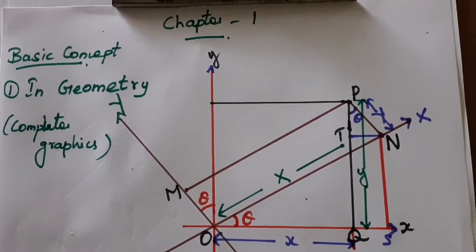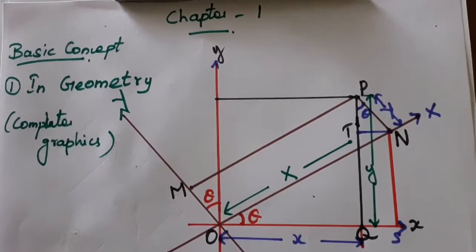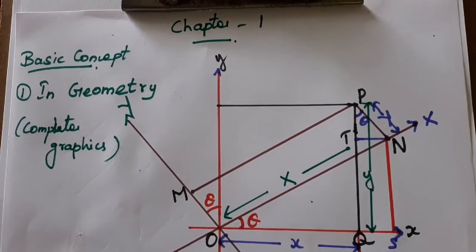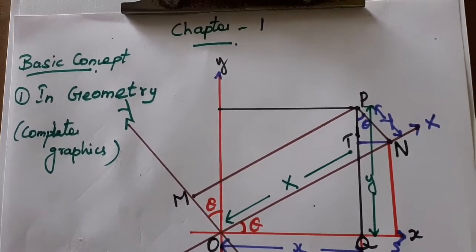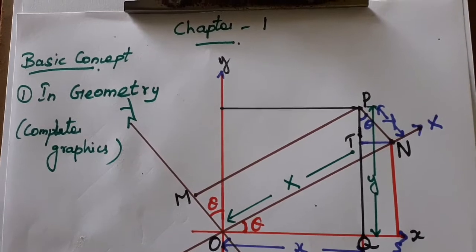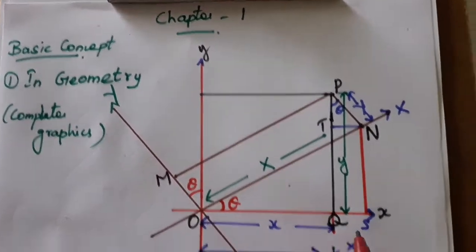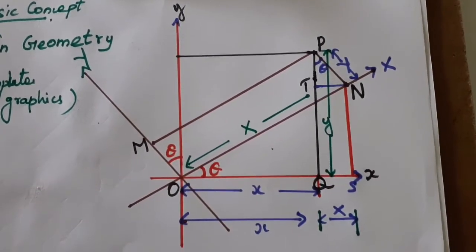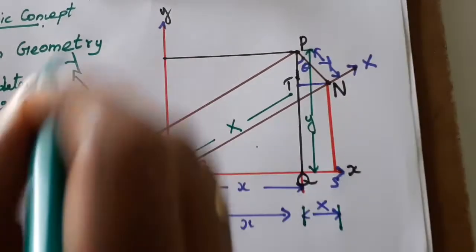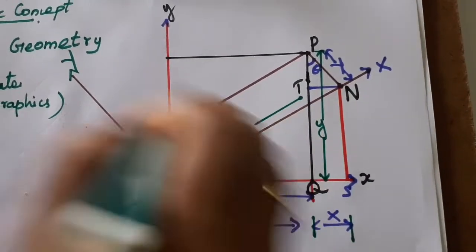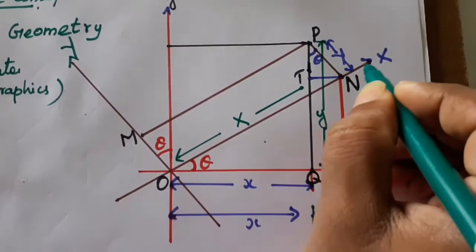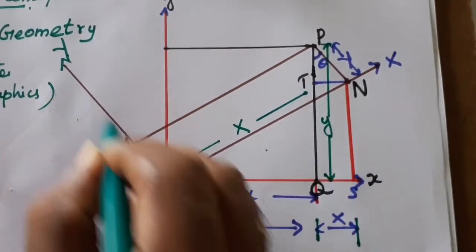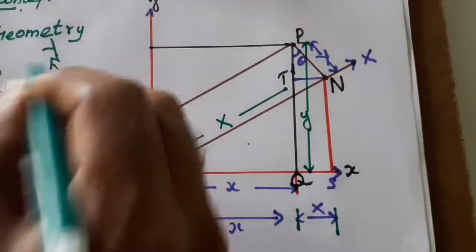In our 12th syllabus, the matrix application is used in two parts: first, geometry, and second, cryptography. So how do we apply the matrix in geometry? For example, we have one fixed point with x and y coordinates, and another point with respect to it. For the first I have taken small x and small y, and for the second coordinate I have taken capital X and capital Y.